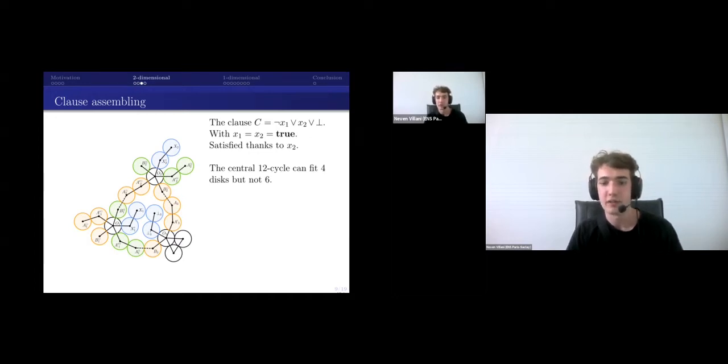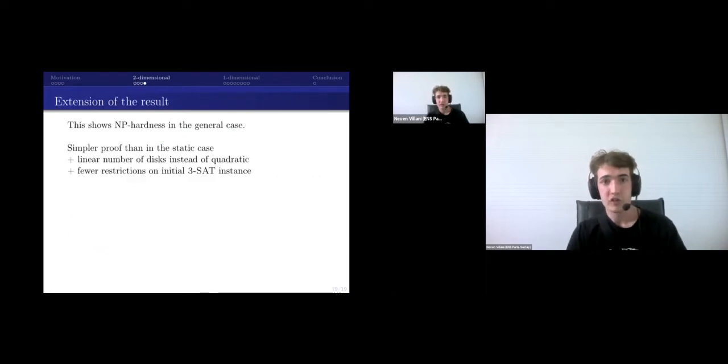And since we have this guarantee that variables do not change configuration from the handling of one clause to the next, we can guarantee that the whole formula is satisfied if and only if there exists an embedding for each clause, and so if and only if all clauses are satisfied. This is enough to show NP hardness in the general case, but remember that this was already a known result.